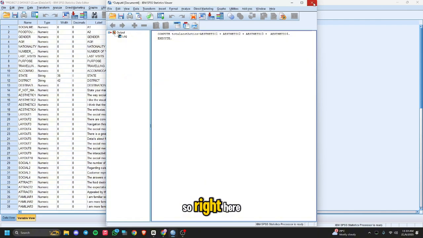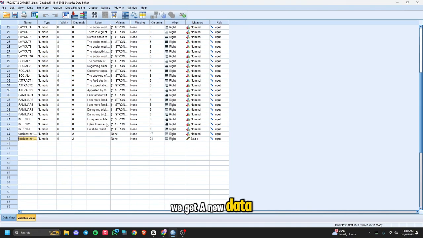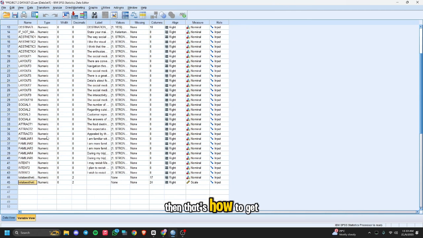So right here we get a new data column for total aesthetic. Then that's how to get a total for the aesthetic score. But how to get an average for the aesthetic score?